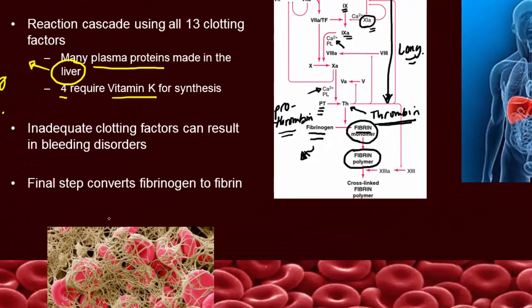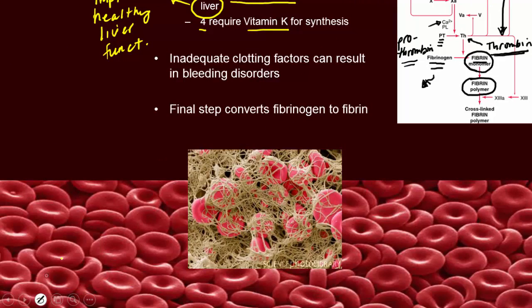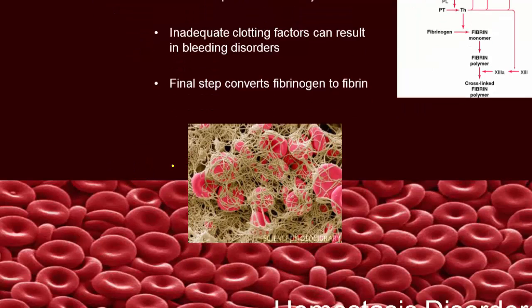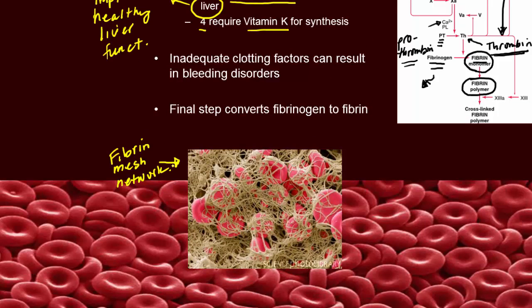What we see in this picture looks like a bunch of red blood cells caught in a net. What we're looking at is a fibrin mesh network. The fibrin essentially connects our thrombocytes to each other with an insoluble protein that doesn't allow for leakage of red blood cells out of the damaged vessel.